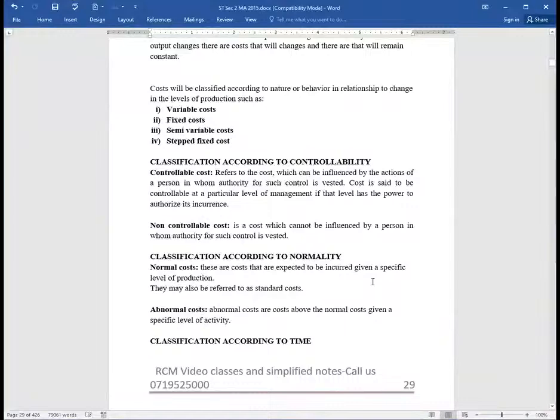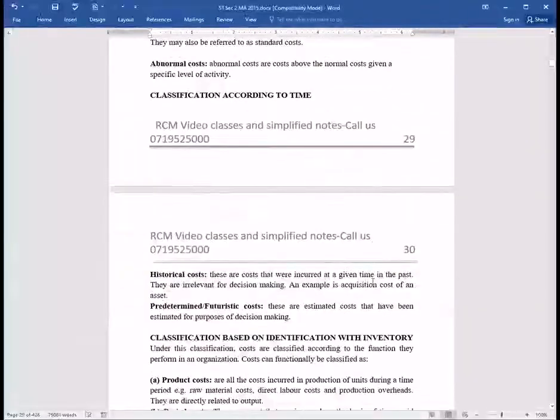Then we have a classification according to time. Under classification according to time, ladies and gentlemen, we have two classes. We have historical costs, those costs that have already been incurred. We call them sunk costs. So for instance, when you are acquiring premises, you paid some deposit. That deposit was a long time ago, sunk into the landlord's account, right?